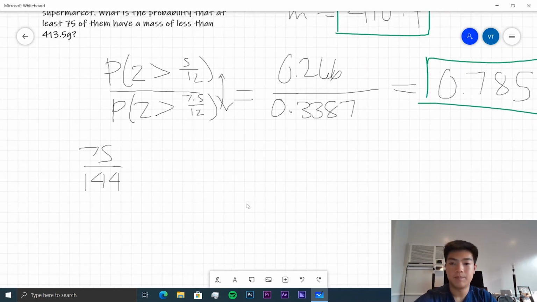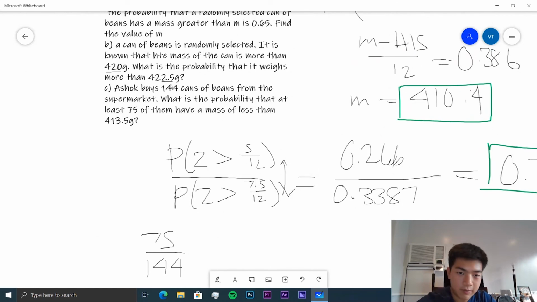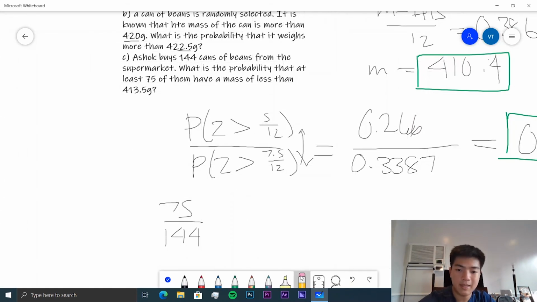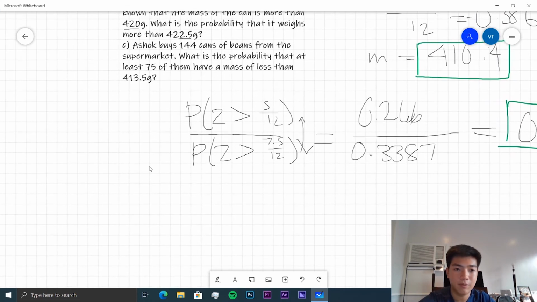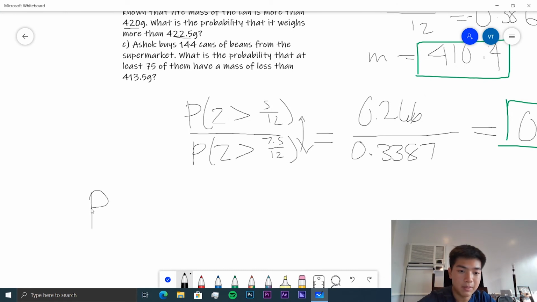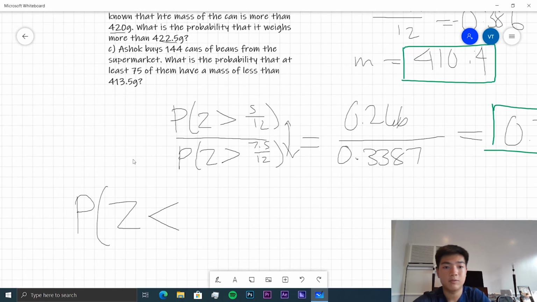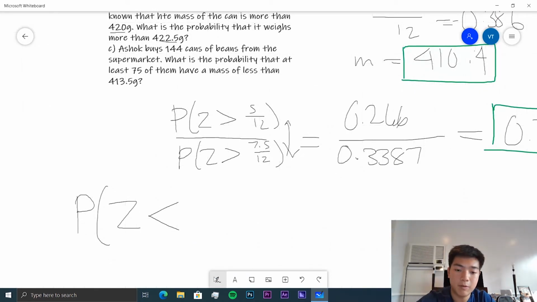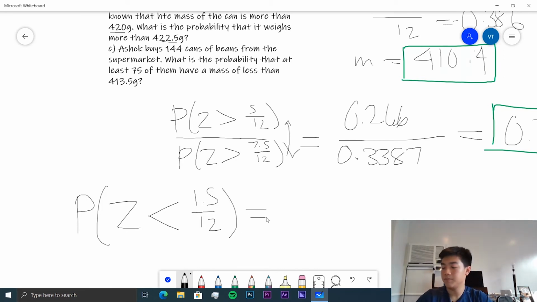Anyways, so where are we? 75 over 144 cans of beans. Okay, we can worry about that later. First, let's find the probability of one can of beans having a mass of less than 413.5 grams. So that's the probability of Z being less than 415 minus 413.5, which is 1.5 over 12, which is equal to 0.125.